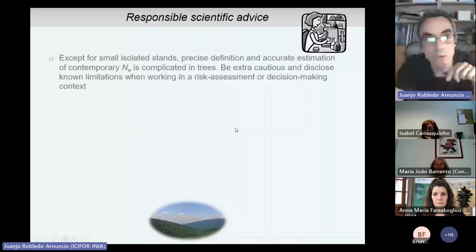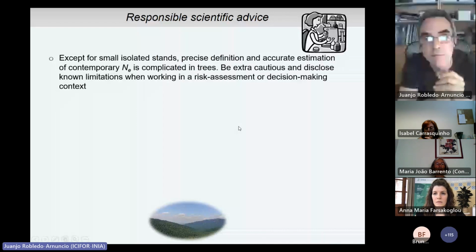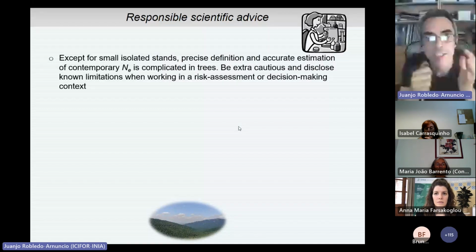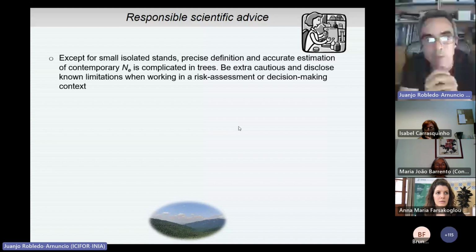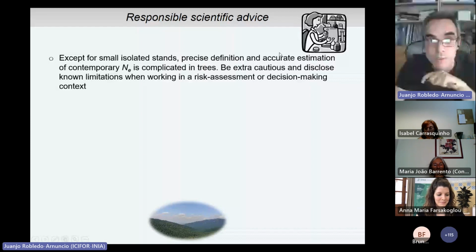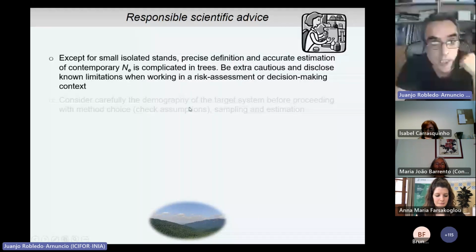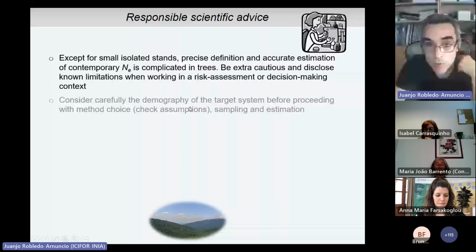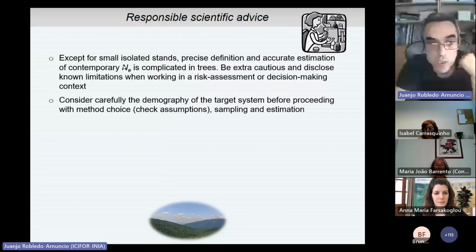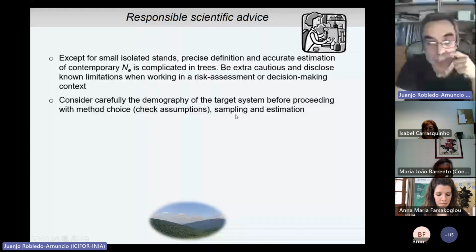So to conclude, some conclusions or things that a responsible scientist should think about before giving advice to conservation managers. Except for small isolated stands, precise definition and accurate estimation of contemporary NE is very complicated in trees. Be extra cautious and disclose known limitations when working in a risk assessment or decision-making context. Consider carefully the demography of the target system before proceeding with the method choice. Check its assumptions before sampling and estimating.